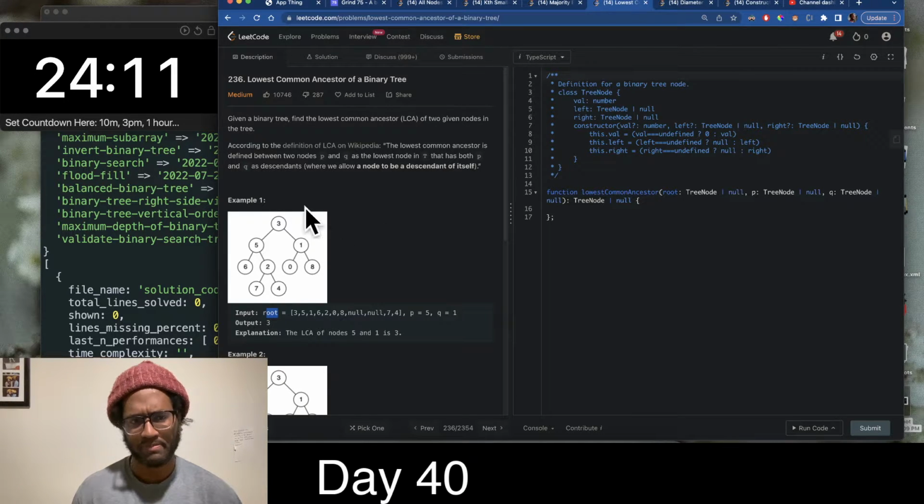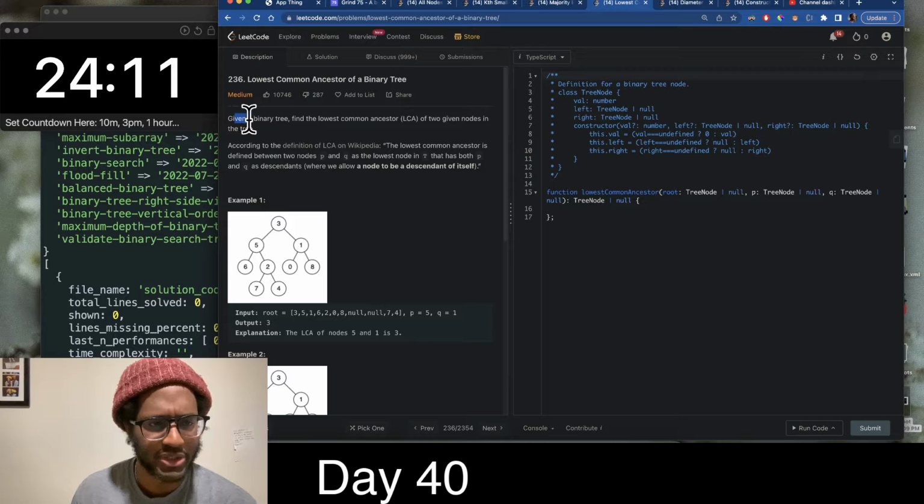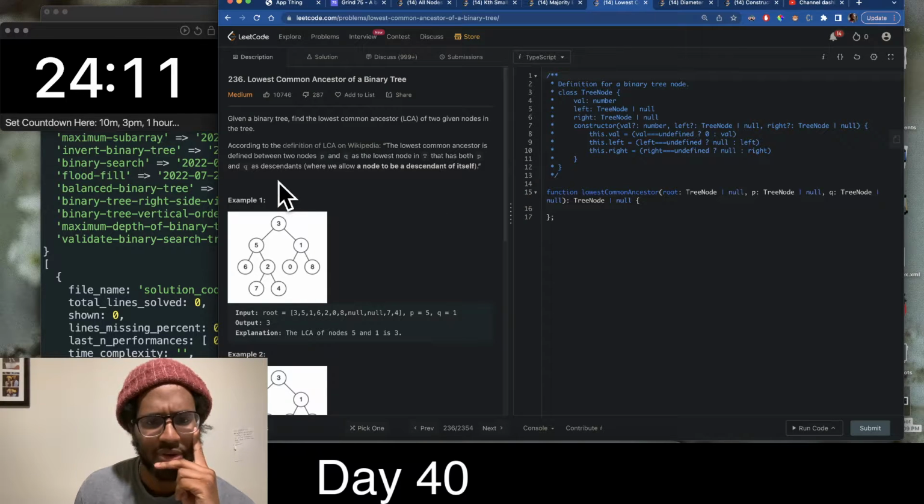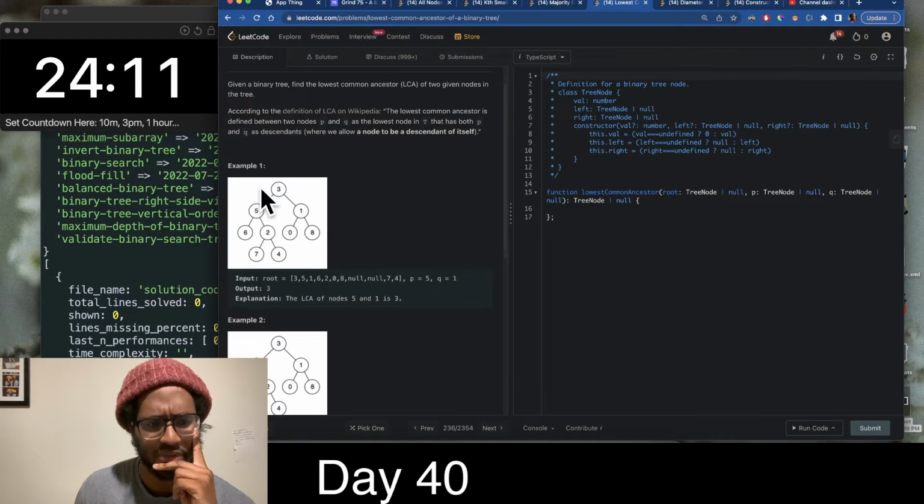The problem is lowest common ancestor of a binary tree. Given a binary tree, find the lowest common ancestor of 2 given nodes in the tree. According to the definition of LCA on Wikipedia, the lowest common ancestor is defined between 2 nodes P and Q as the lowest node in T that has both P and Q as descendants, where we allow a node to be a descendant of itself.